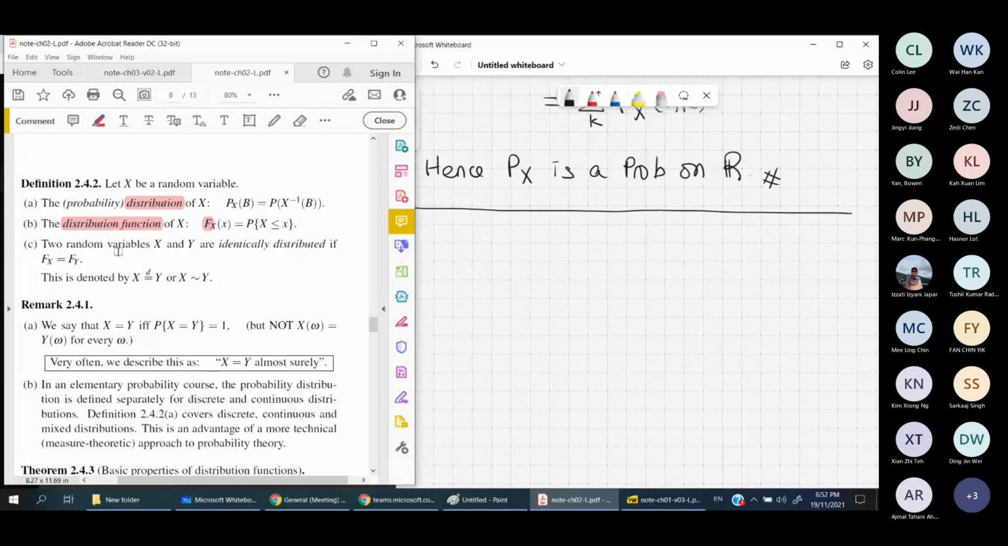Next, we say two random variables X and Y are identically distributed if Fx equals Fy. So we just use this. Forget about part three first. We look at part one and part two, part A and part B.